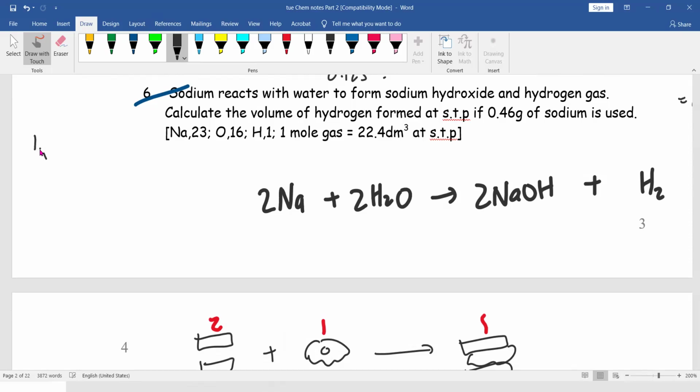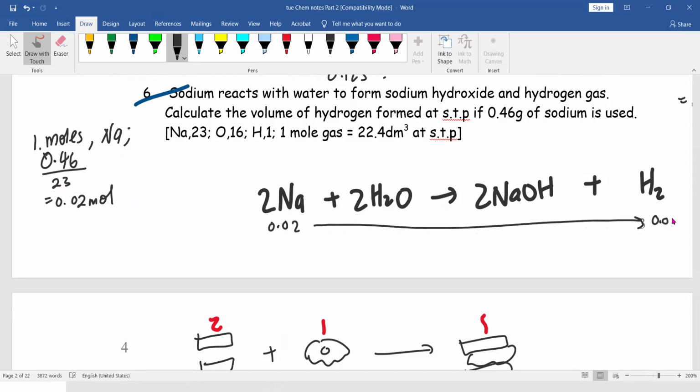Okay, so first step, you calculate the moles of sodium. 0.46 over 23. How much you get? Okay, so if this one is 0.02, you're looking for hydrogen. Same, double or half. So 0.01 times 22.4. You get 0.224. Correct. Is that what he said also? Yeah. Okay. Correct.